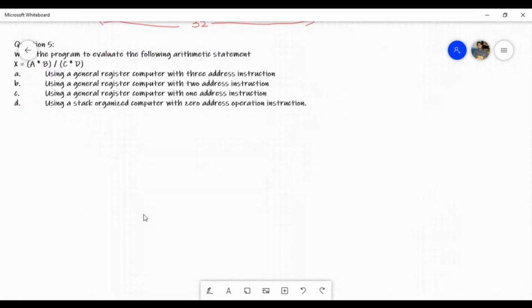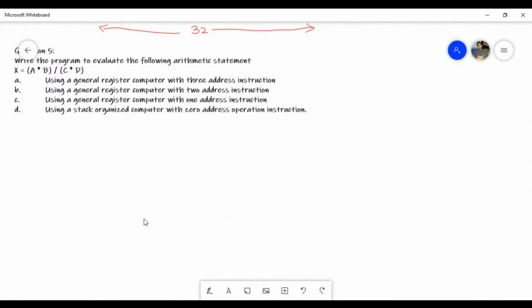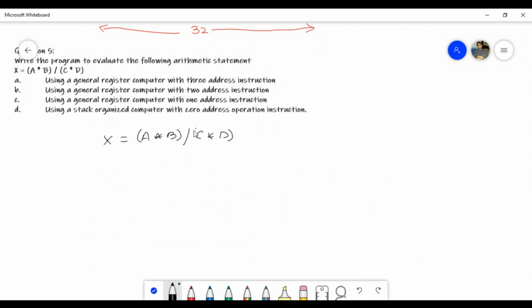So question 5. Write a program to evaluate the following arithmetic expression, x equals a cross b by c cross d. Here a cross b and c cross d are given. So you have to write the program for the arithmetic expression using a general register computer with 3 address, 2 address, 1 address, and 0 address.